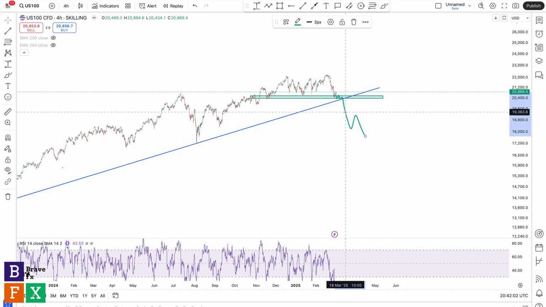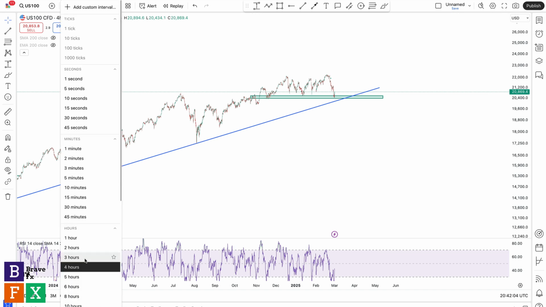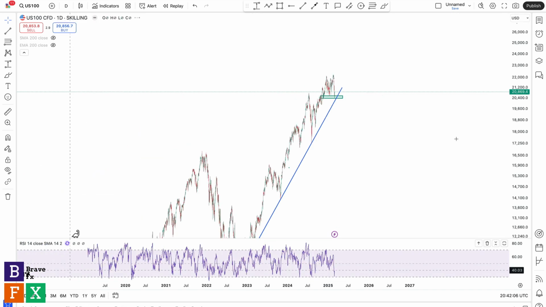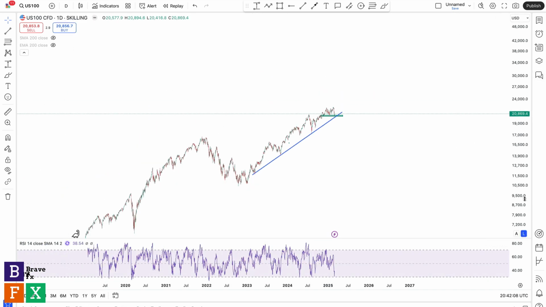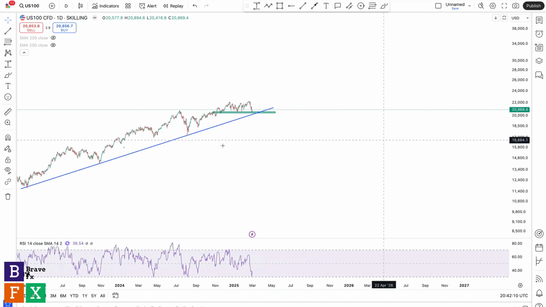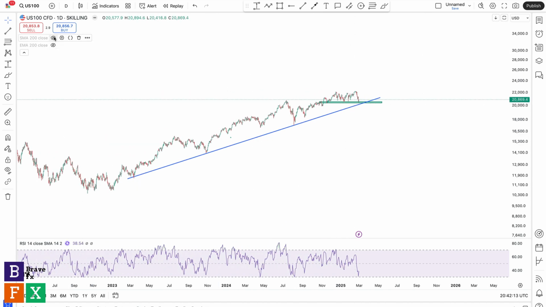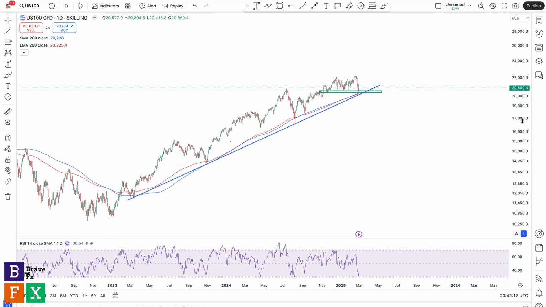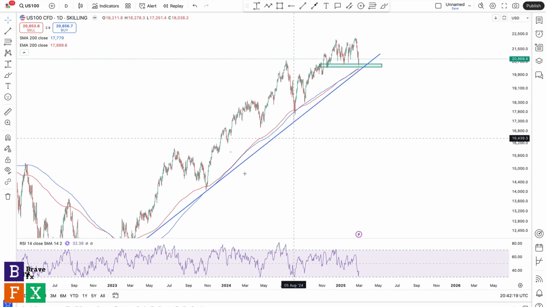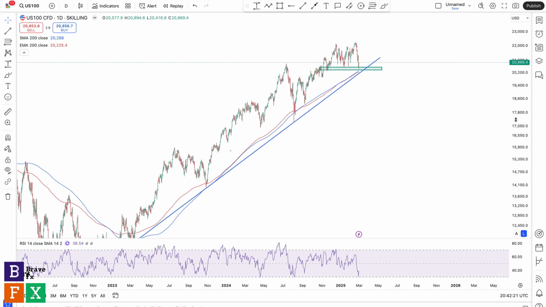Mind you, if you go up to the daily time frame, so let's say daily time frame, for example, this Nasdaq chart, I know it doesn't look too good, but if you pull up your moving average, so 200-day moving average, so EMA, you can see that the moving average closely aligns itself with this trend line, right?